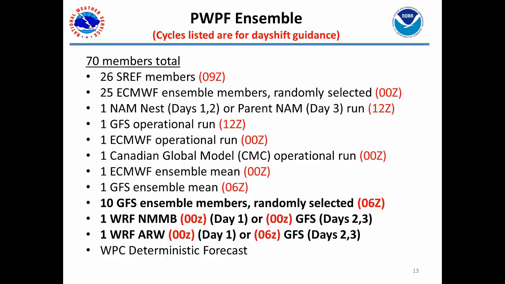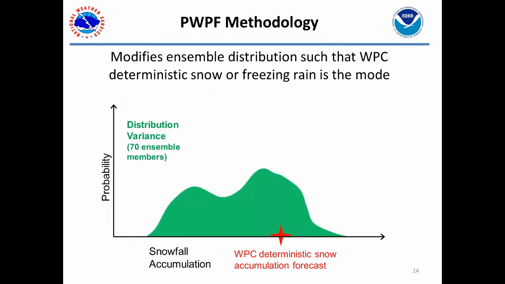So this is how we use the information from this ensemble to generate our probabilistic forecast. To do that, we start by examining the distribution of the ensemble members, and recall that this ensemble now includes the WPC deterministic forecast as an additional member.